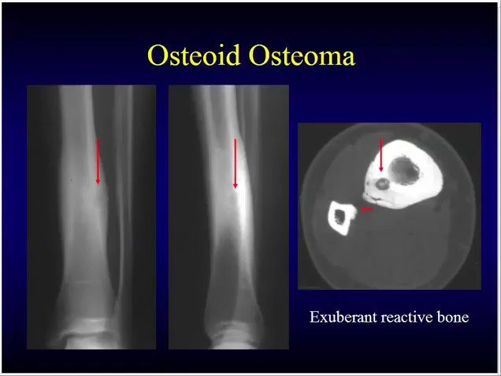So here's the classic example. You see something's going on here. The cortex is widened, and you see the nidus better in the lateral. And on CT, it shows up great. Now, I love this case. It's several years old.